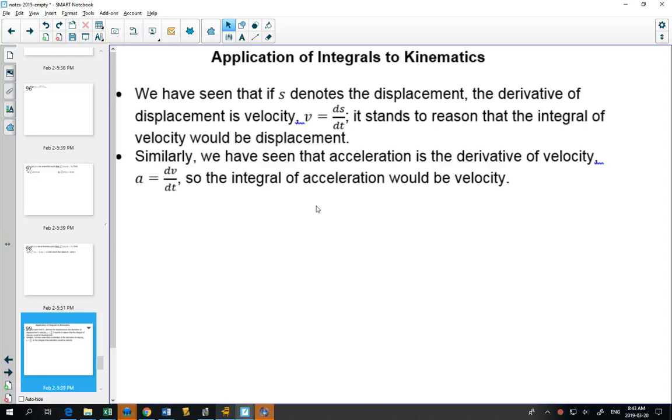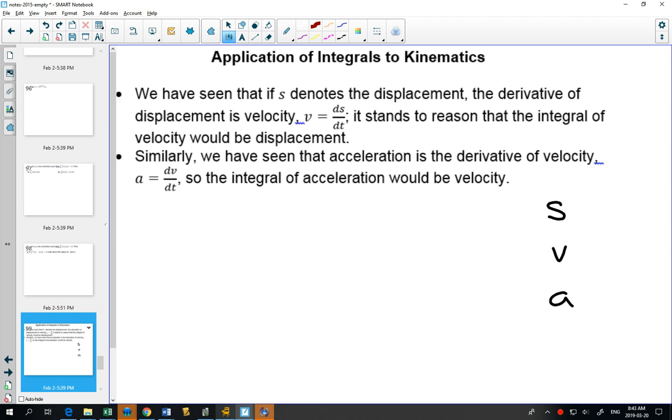So in each of the units of calculus we've done, we've had an application of integrals to kinematics. Do you remember going from displacement? The derivative of displacement is velocity. And the derivative of velocity is acceleration. S-V-A. Such a nice pattern. The derivative of acceleration is jerk.